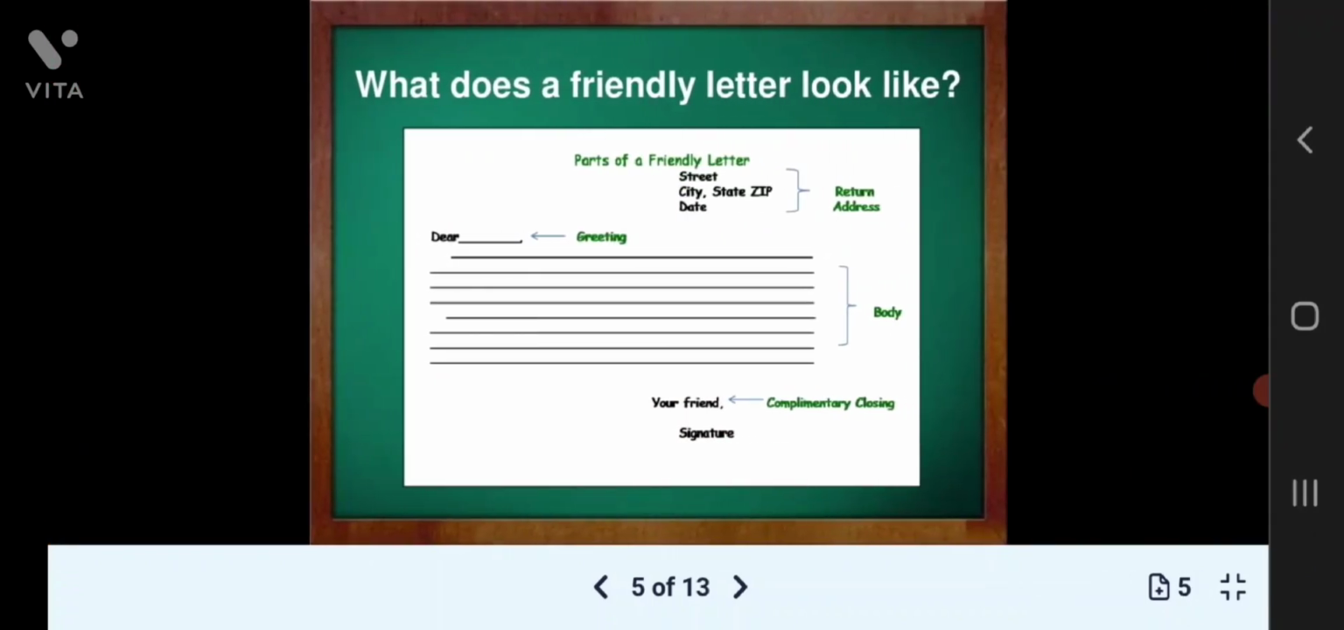So, what does a friendly letter look like? It looks like this, right? I taught you how to write a friendly letter. So, you should follow this kind of format. I taught you how to do this.